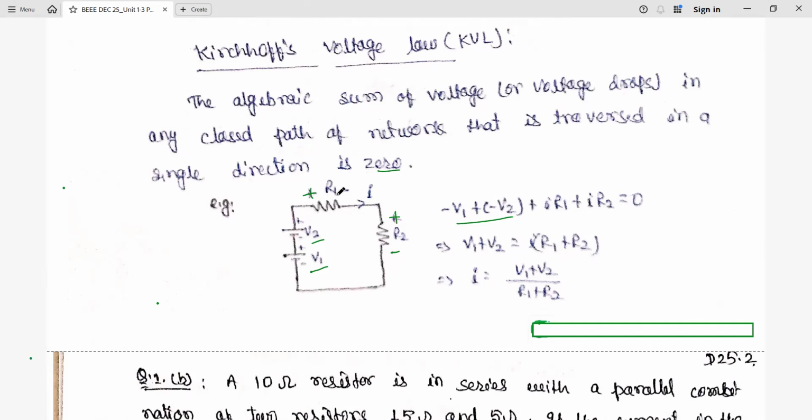For the resistance, it is coming plus, and the current is I, so the voltage drop is IR1. Again, for this the voltage drop is IR2. Whichever sign we meet when entering, that sign we need to write. By the help of this also we can obtain the current. So this is Kirchhoff's Voltage Law.